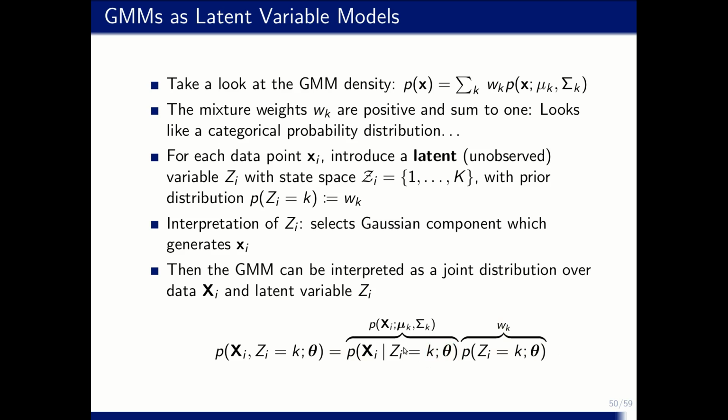So we see that if we now sum over all k, then we retrieve our Gaussian mixture. So if we sum out the latent variable, we retrieve our Gaussian mixture. Because the prior over z is just this wk, and the component is essentially just the conditional distribution over the data given this latent variable. And if we sum out the latent variable, we exactly retrieve the Gaussian mixture model. So essentially we can interpret the Gaussian mixture model as a latent variable model, where we have this latent selector which selects a Gaussian component for each data point.